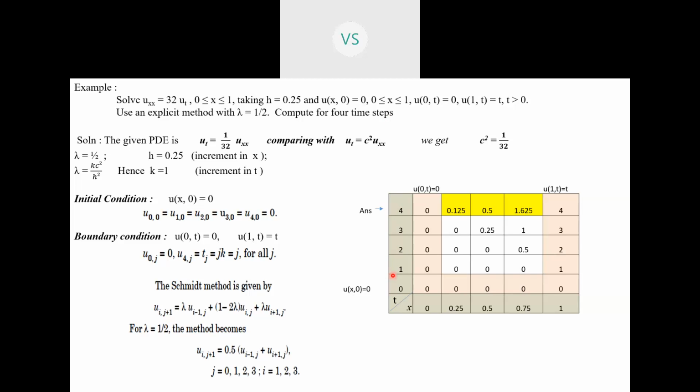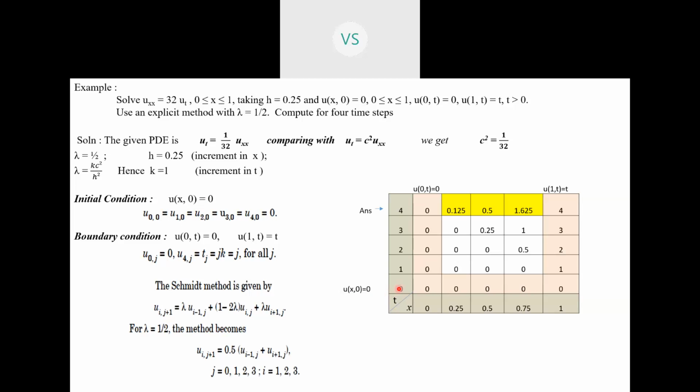We are adding the increment 4 times. So you are getting the limit of t as 0 to 4. Once you have prepared this, you return the value of x and t. Then what is the condition given? See, this condition is given at u is equal to 0, when t is equal to 0 for all values of x.